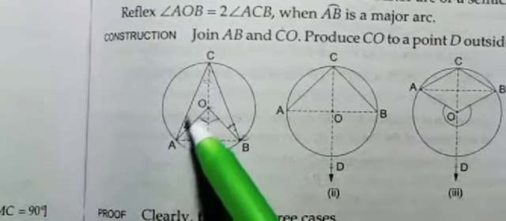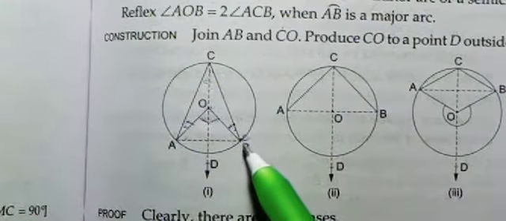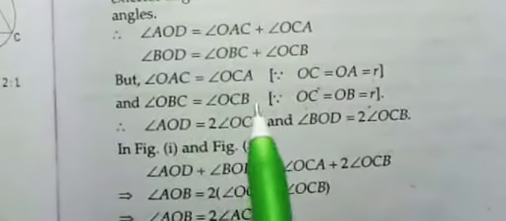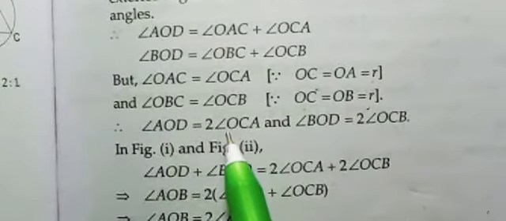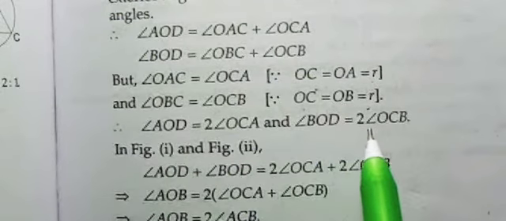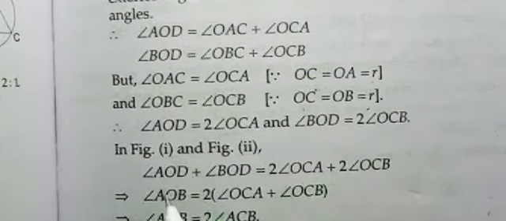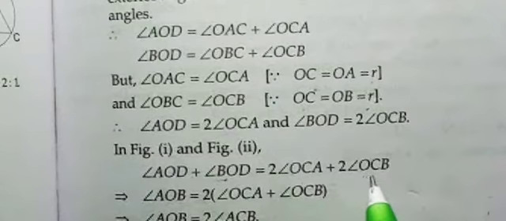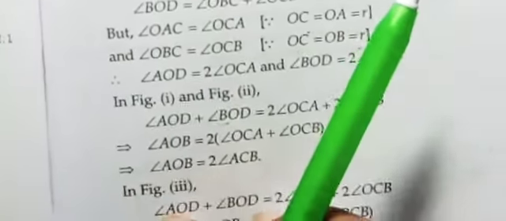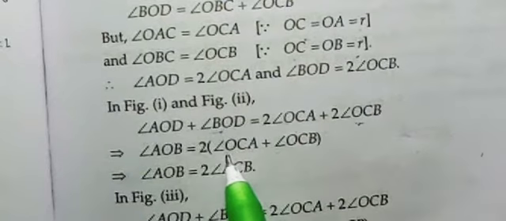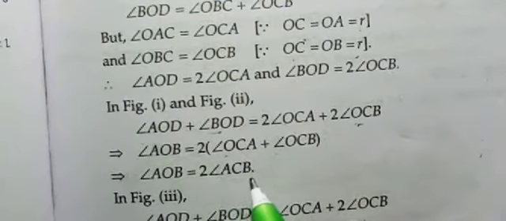ACO plus ABO. From the figure, as we can see, the proof is given here. Angle AOD plus BOD is equal to angle OCB. So from figure 1 we are getting angle AOD plus BOD is equal to twice angle OCA plus twice angle OCB. Now from AOB we are getting 2 into angle OCA plus OCB, which is equal to 2 into angle ACB.